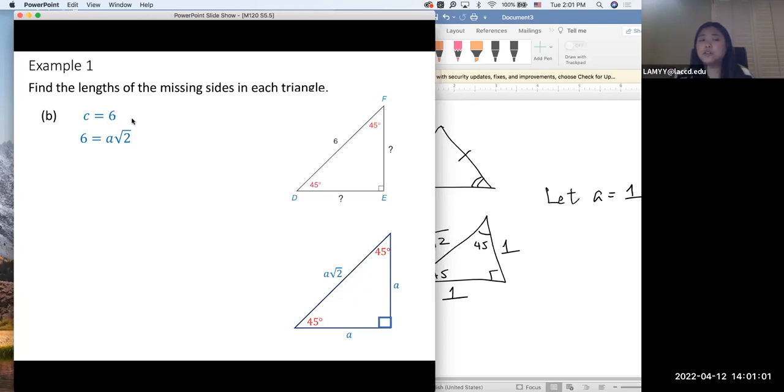And then I want to figure out what is my a here. So I'm gonna divide by the square root 2 for both sides. You should get this done.